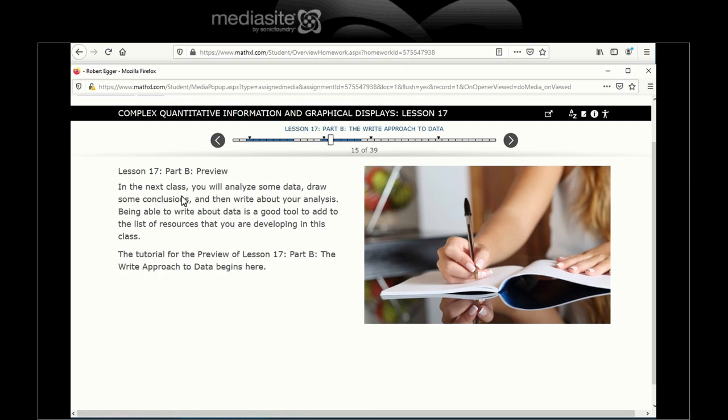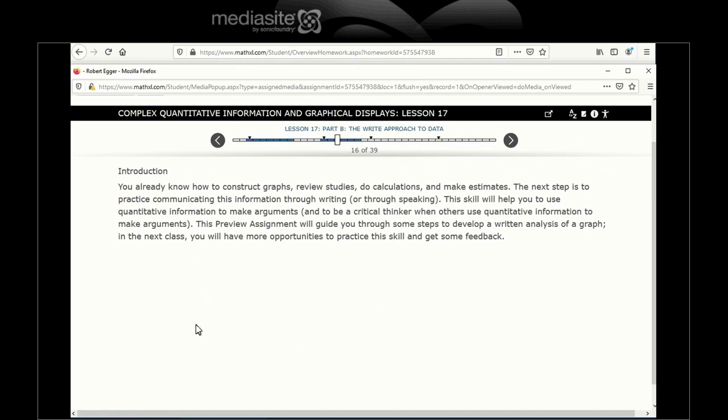So in this class, you analyze some data, draw some conclusions, and write about your analysis. That would be, again, the workbook. Being able to write about data is a good tool to add to the list of resources that you are developing in this class. Tutorial for preview lesson 17, part B, the right approach to data begins here. You already know how to construct graphs, review studies, do calculations, and make estimates. The next step is to practice communicating this information through writing or through speaking. This skill will help you to use quantitative information to make arguments and to be a critical thinker when others use quantitative information to make arguments.